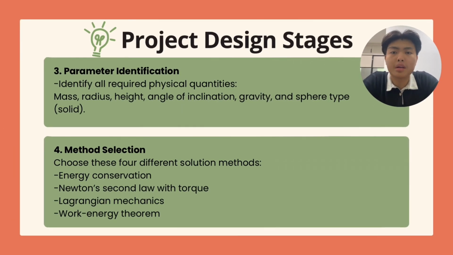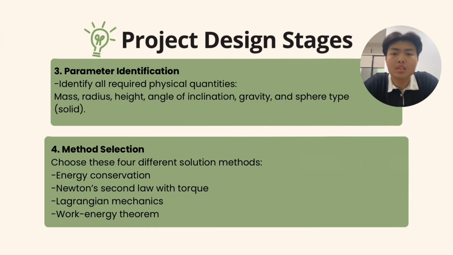Next, we have parameter identification. The third stage is to identify all required physical quantities such as height, mass, gravity, and also angle. The fourth stage is method selection, which in this question has four methods: energy conservation, Newton's second law with torque, Lagrangian mechanics, and the last one, the work-energy theorem.